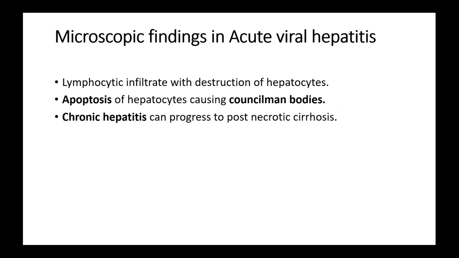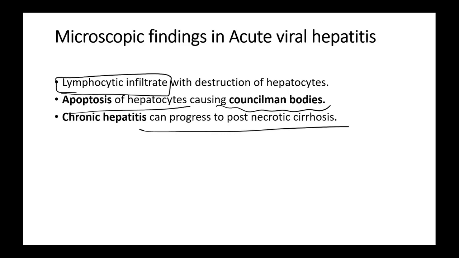What are the microscopic findings? Lymphocytic infiltration, especially chronic. They can have apoptosis of hepatocytes causing Councilman bodies. Chronic hepatitis can progress to post-necrotic cirrhosis.